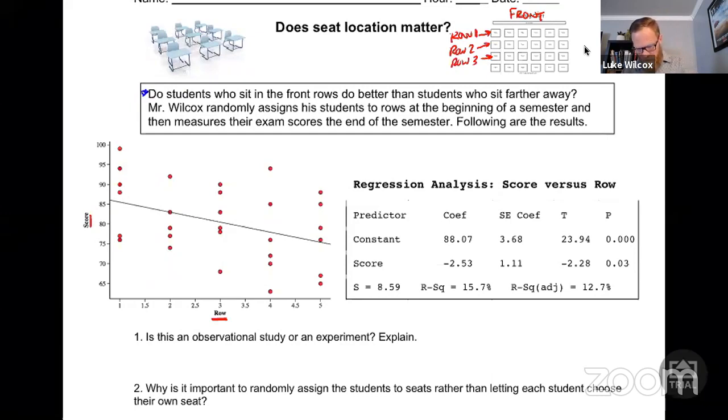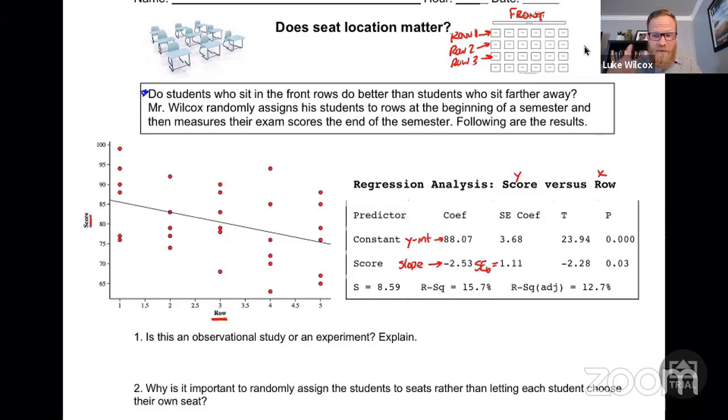So let's just identify, first of all, that score is our y variable and row is our x variable. We know that this first number that's being given to us is the y-intercept. And we know the second value that's being given to us is the slope. And hopefully from yesterday, you know that this value right here is the standard error of the slope. And we just might need that for some of the work that we're going to be doing here.